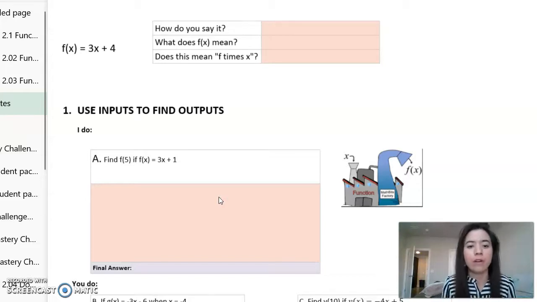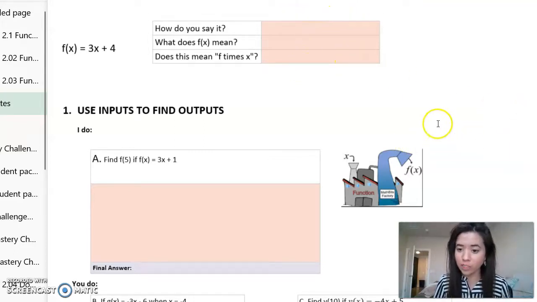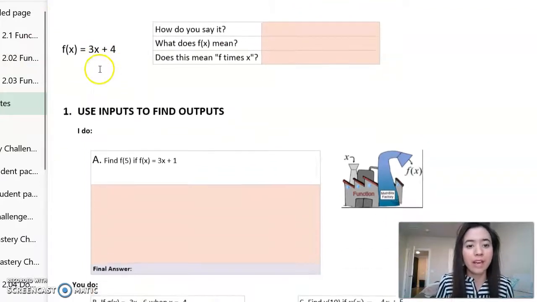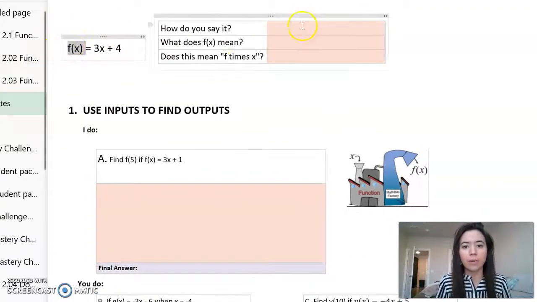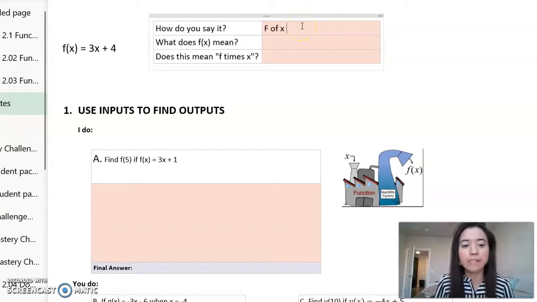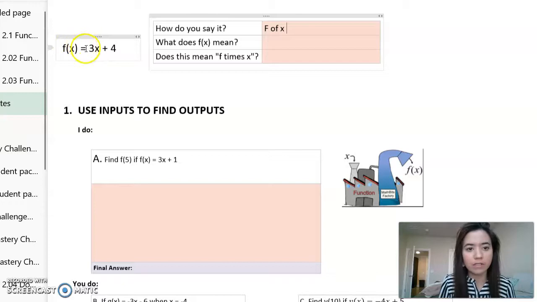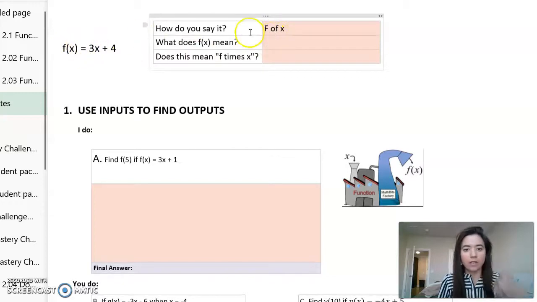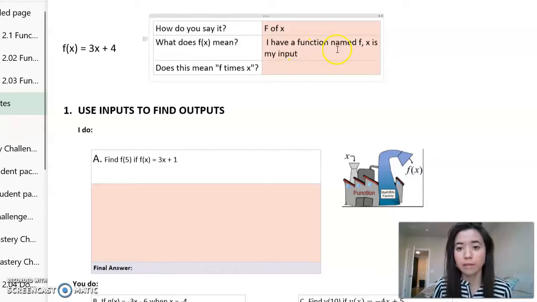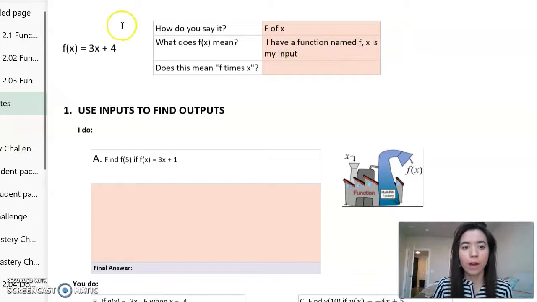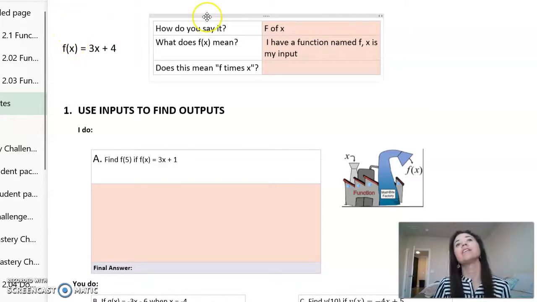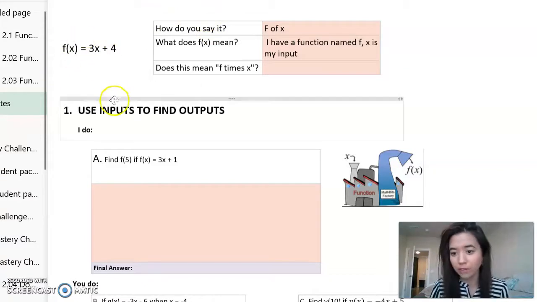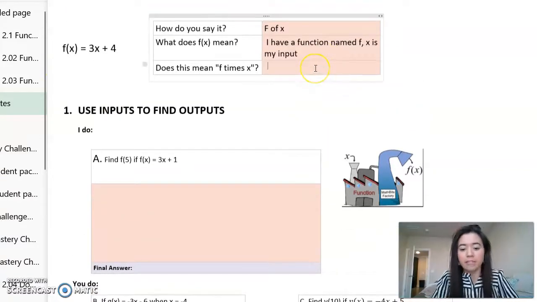Last lesson we learned about evaluating functions with tables and graphs. Today we're actually going to evaluate equations known as functions. Seeing something like this, we pronounce that as f of x, which means my function of x equals 3x plus 4. F of x means I have a function named f. X is my input. So whatever number I say x is, if I say x is 5, I'm going to put a 5 wherever x is. Does this mean f times x?